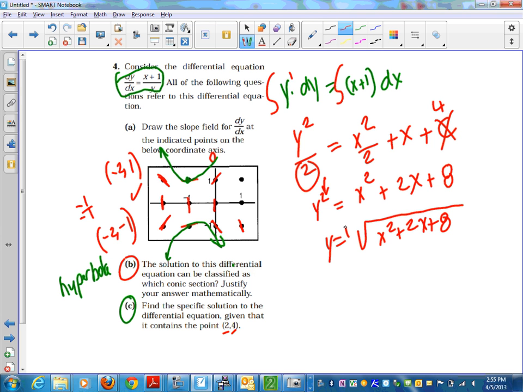And we have plus or minus, right? So which answer do we need to stick with? y is positive in this case, right? So we're just going to say that y equals the positive square root of x squared plus 2x plus 8. Okay. And I think that's the answer.